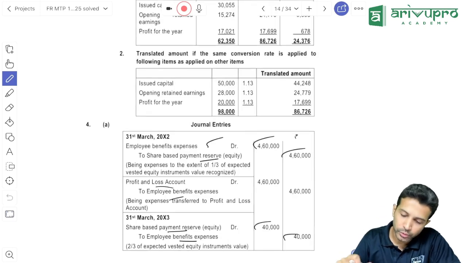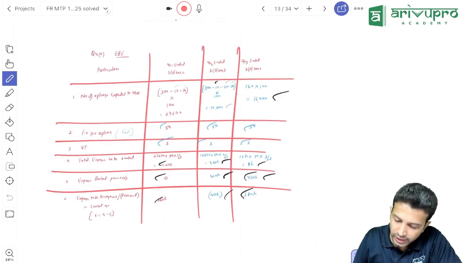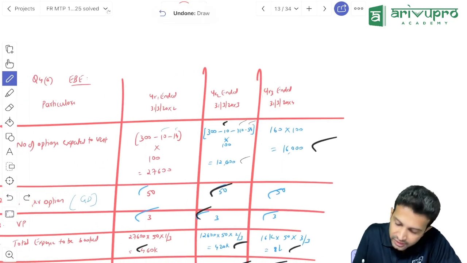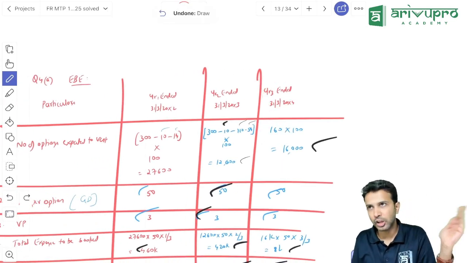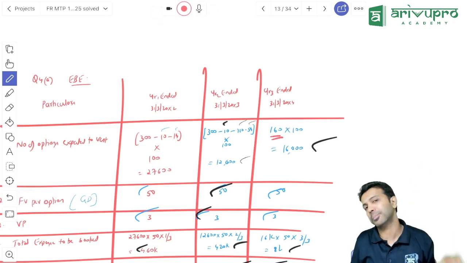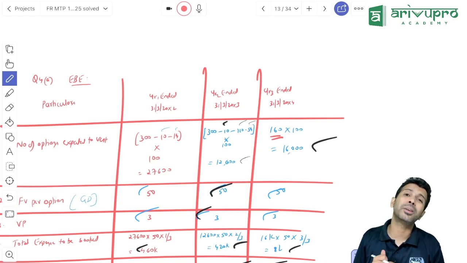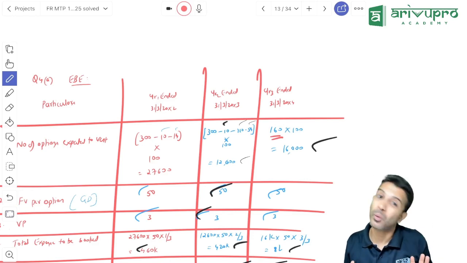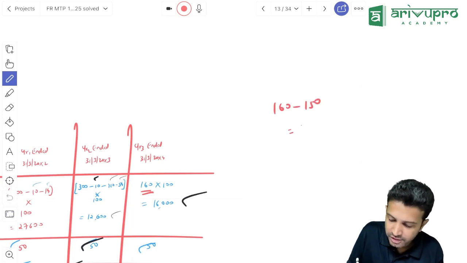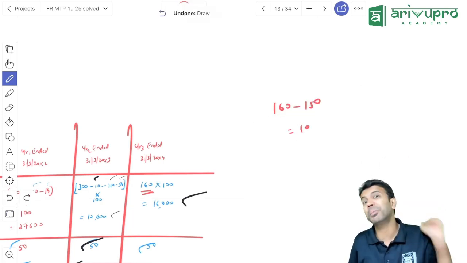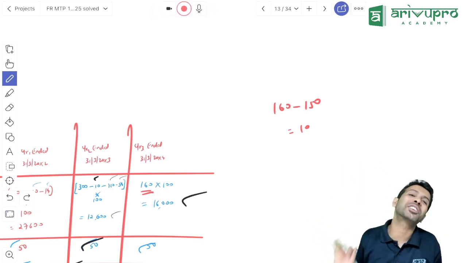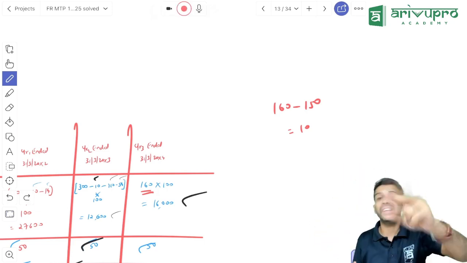Sir, till now, if you check our table, we have booked the expense for 160 employees, at the end of the third year. 160 is the number of employees. We thought 160 employees would buy the shares, so expense was booked for 160 employees. But did 160 employees purchase the shares or only 150? 150, right? That means 160 minus 150, that is how much? 10 employees. 10 employees did not buy the shares, but I have already booked the expense for them. Is that expense required now? No, it's not required. You can reverse it.